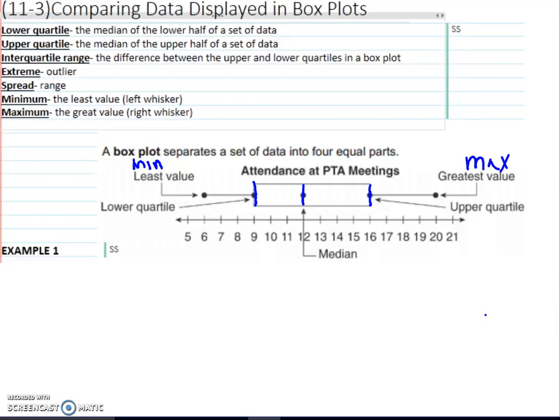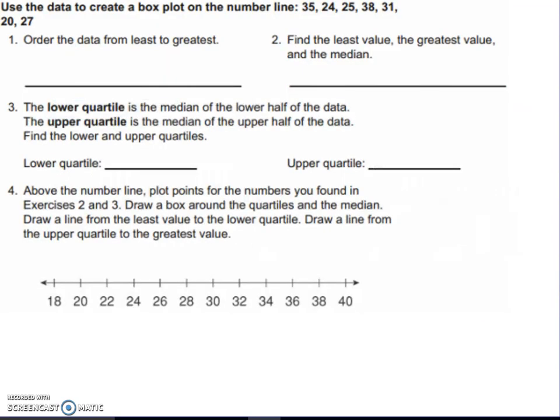Okay, let's take a look at example 1. Step 1, order the data from least to greatest. Okay, so we got 20, 24, 25, 27, 31, 35, and lastly 38.